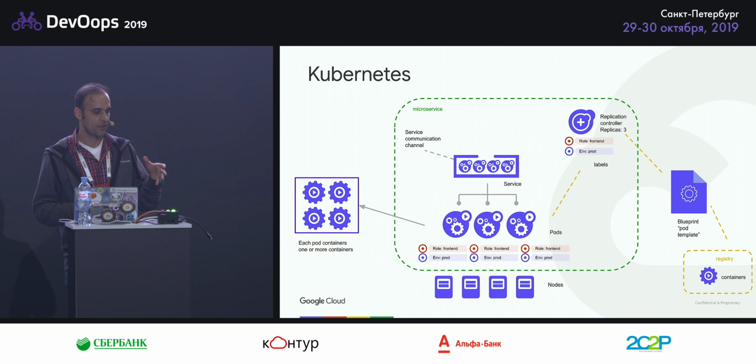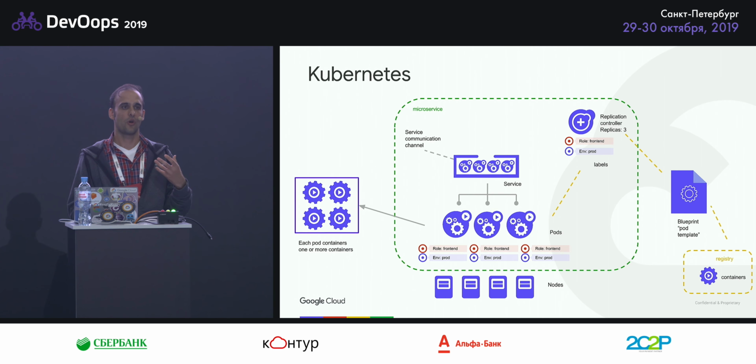First, you start with a container. You take your code, you containerize it, and you create a container image out of it, and you push that image to a container registry, like Docker Hub or Google Container Registry or Azure Container Registry or something like that.